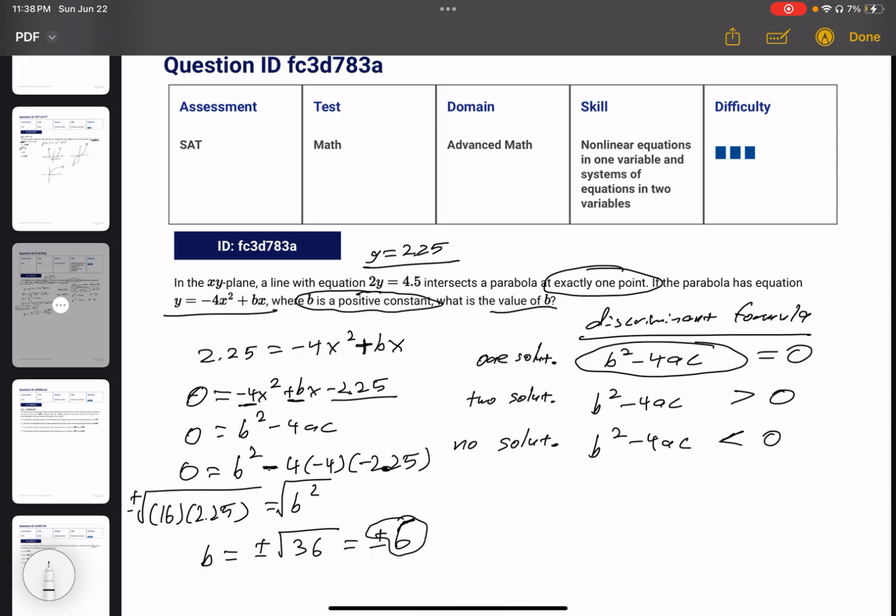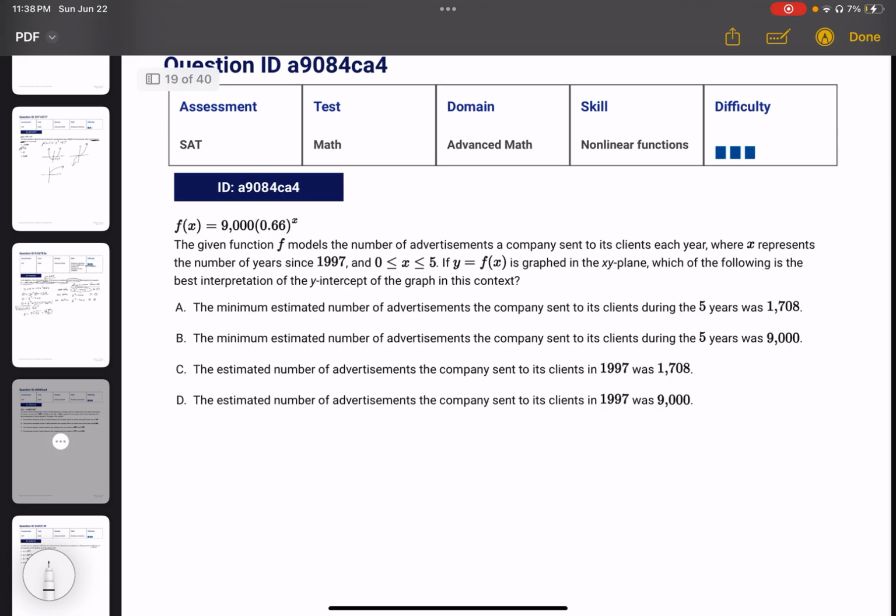This is a fill-in question. Relatively difficult if you don't know the discriminant formula, but if you know these rules, very important, and it's going to be handy on test day. You should be fine on this problem if you know this background. Okay, next problem.